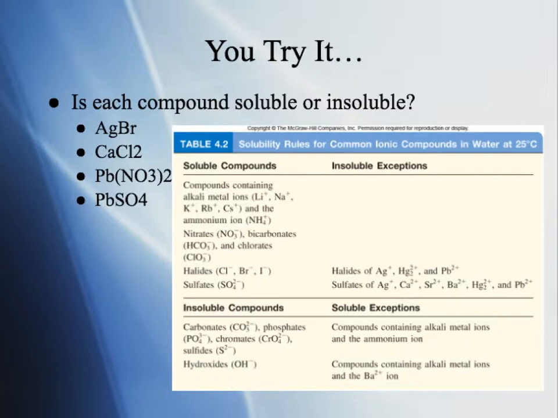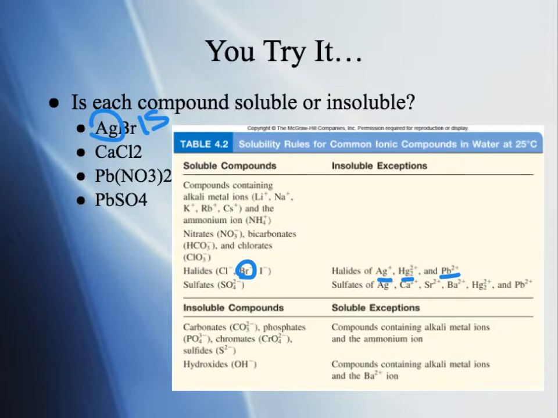So we have to figure out if these are soluble or insoluble. So silver bromide. All right, if we take a look at our solubility chart, bromine is a halide and it's usually soluble, except when it's hooked up with silver, mercury, or lead. And in this case, it is hooked up with silver. So this is going to be insoluble. I'll put IS for insoluble.